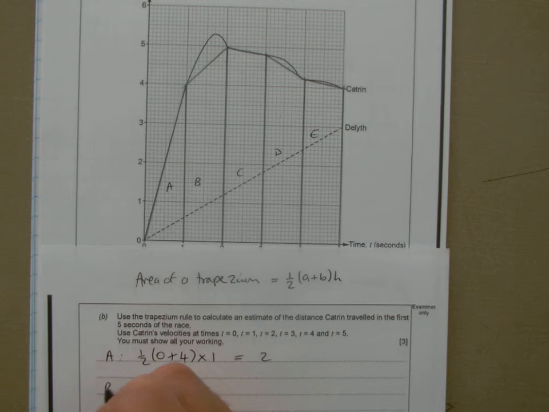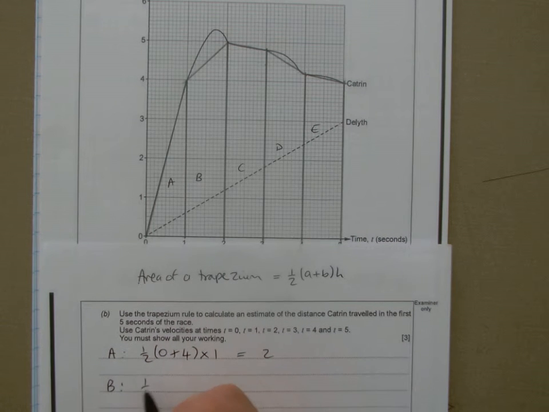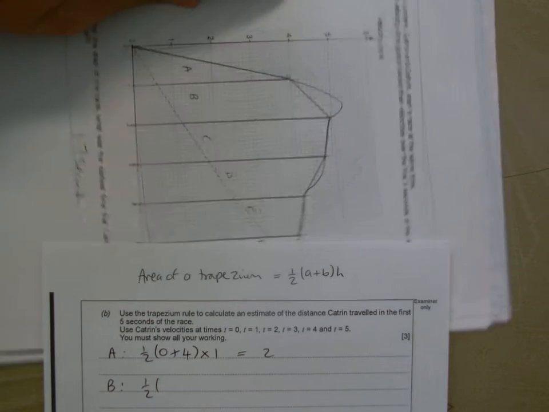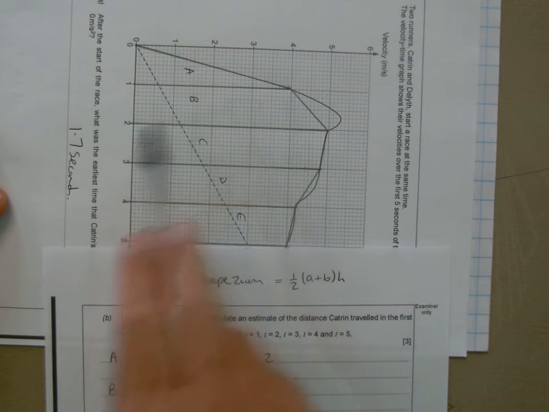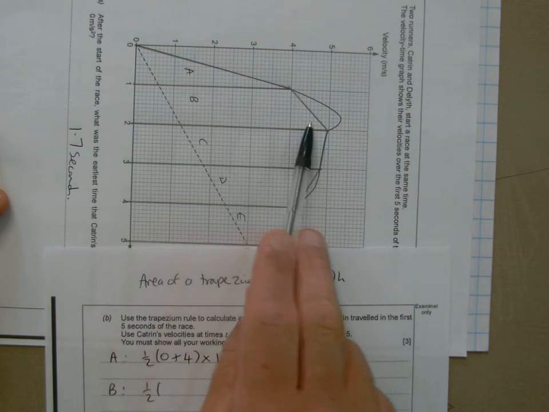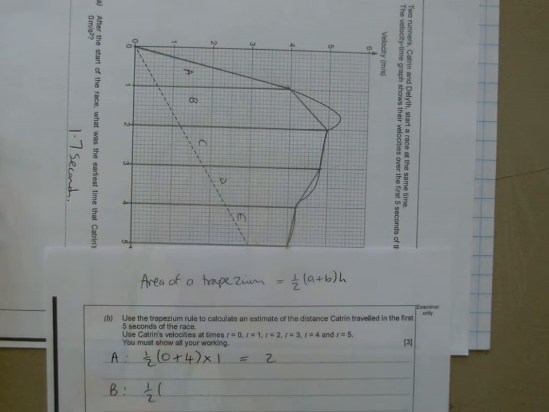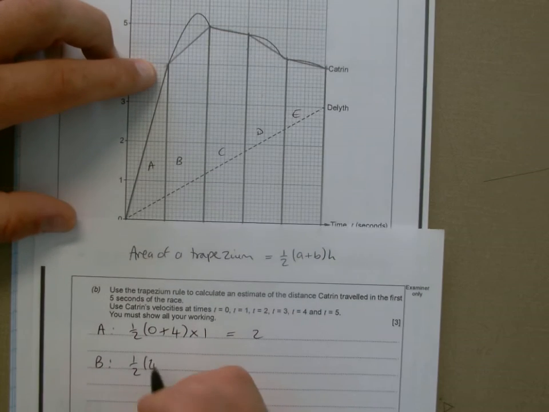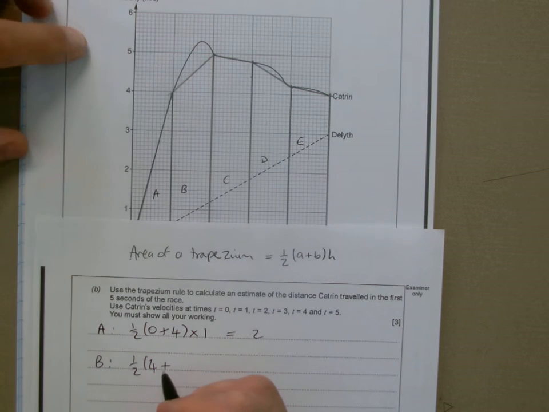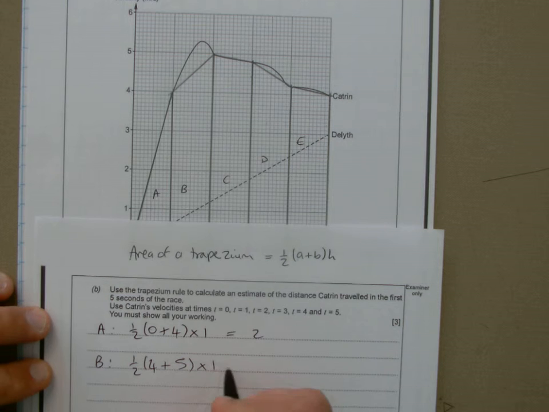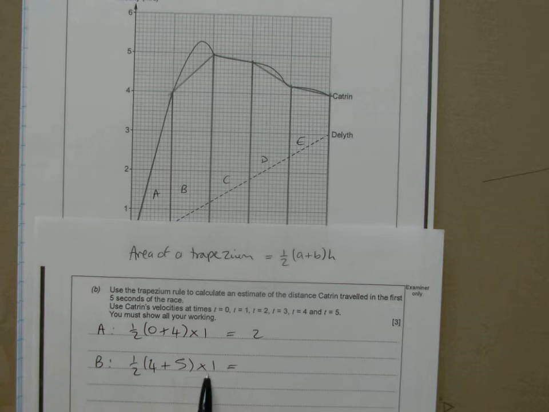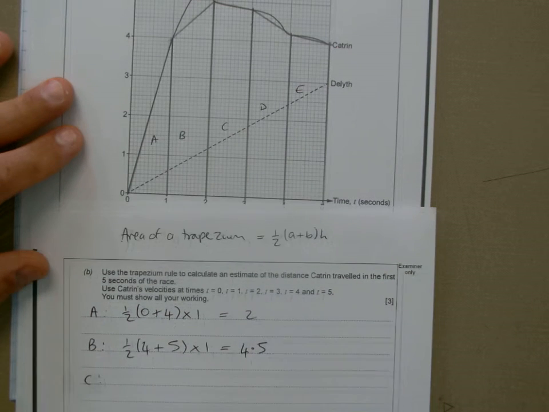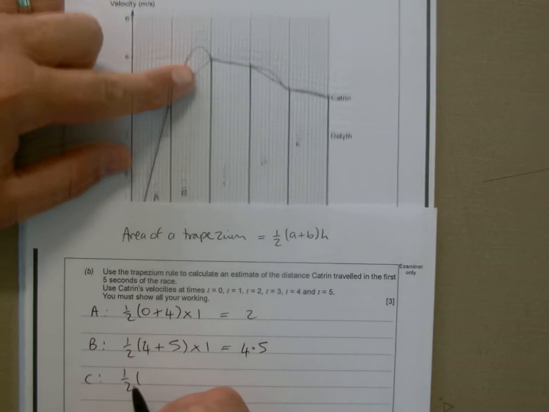Do the same then for B. Well, this one you can see much more clearly as a trapezium, and if you can't, as I said, just turn it around, and we've got those two sides which are parallel. So you just need the length of those two sides times the distance between them, and of course half in front as well. This side here is 4, this side here is 5, times 1. If I work that out, 4 plus 5 is 9, half of 9 is 4.5, times 1 is still 4.5.